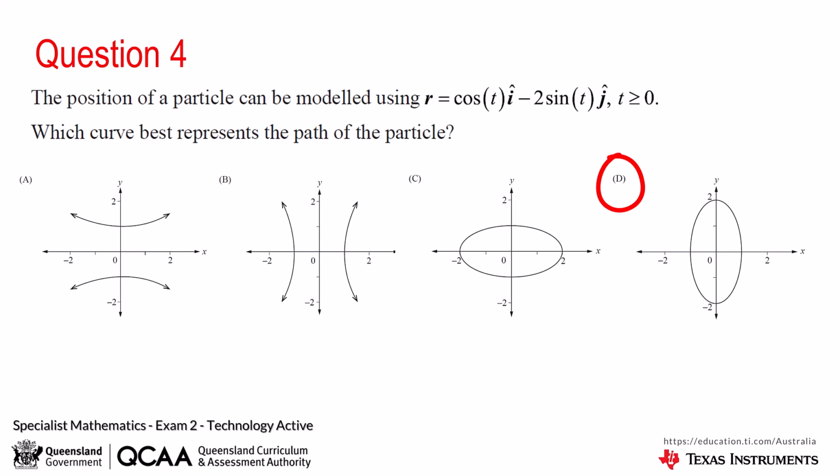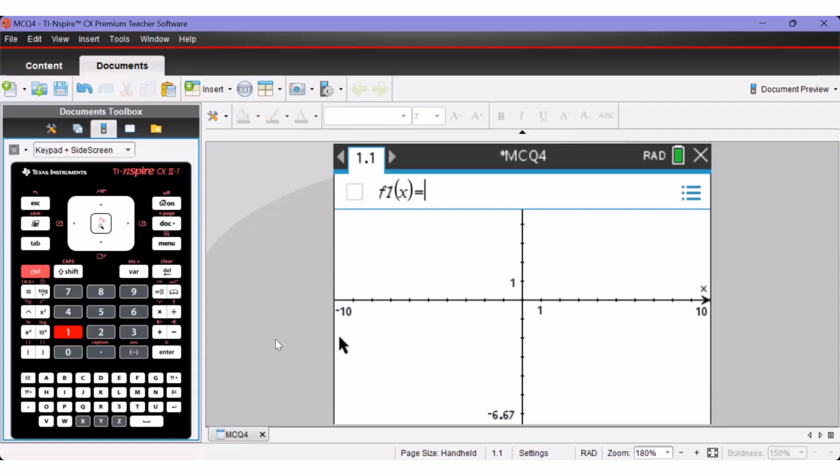Now, looking more widely, if this question or its ilk was a short answer question, what we're going to do is confirm our result by finding the path and looking at it from a graphical point of view. So at the moment, I have a graph application open, and as you can tell from the entry line, we're in function mode. But we want to be in parametric graphing mode. So let's make that change.